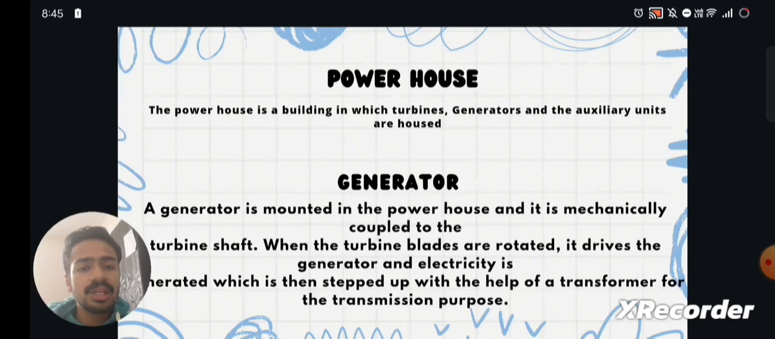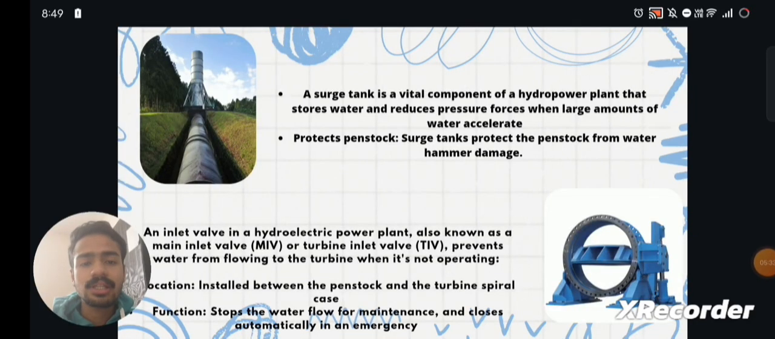Talking about the generator, a generator is mounted in the powerhouse and is mechanically coupled to the turbine shaft. The picture shows a surge tank. A surge tank is a vital component of a hydropower plant that stores water and reduces pressure forces when large amounts of water accelerate. It protects the penstock from water hammer damage.